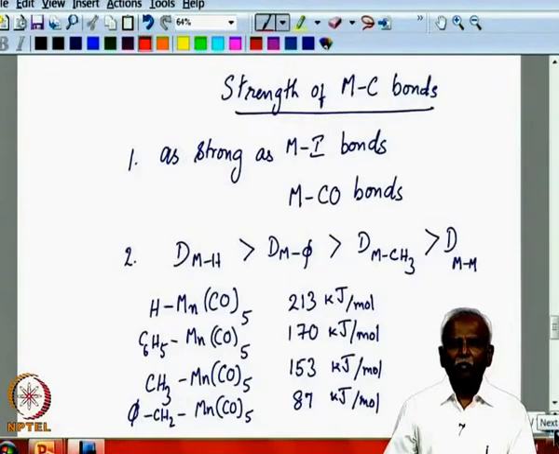So, we have looked at a variety of preparative methods for the metal carbon bonds. Most of them are the main group compounds that we have considered, and many times it is convenient to make a main group organometallic or metal carbon containing species and then transfer it to a transition metal.